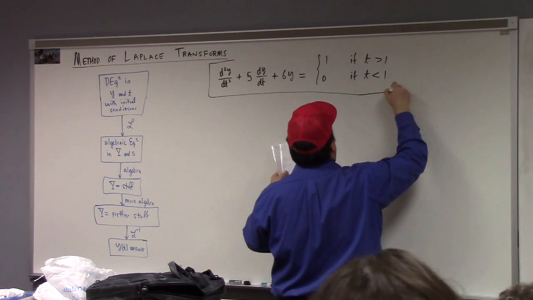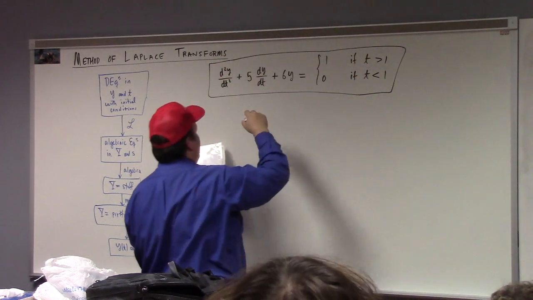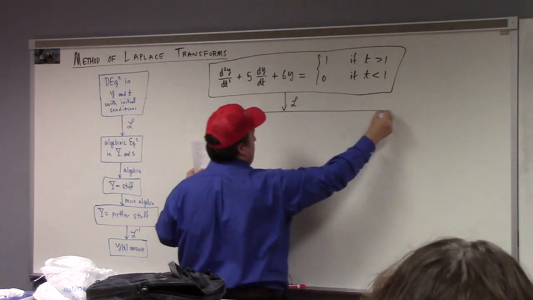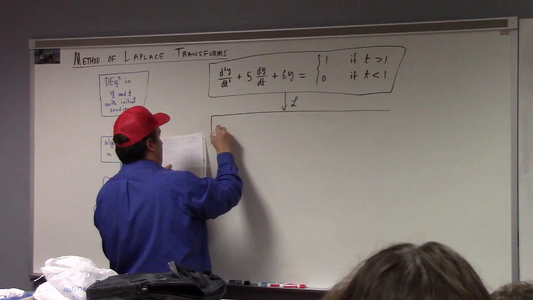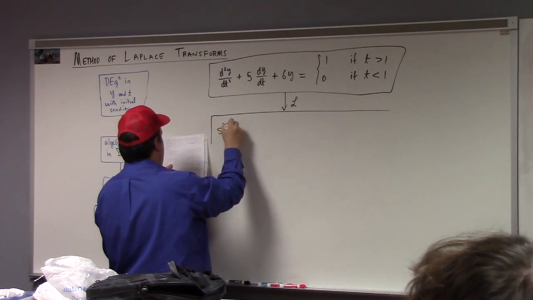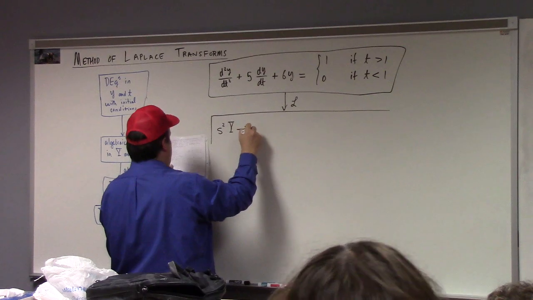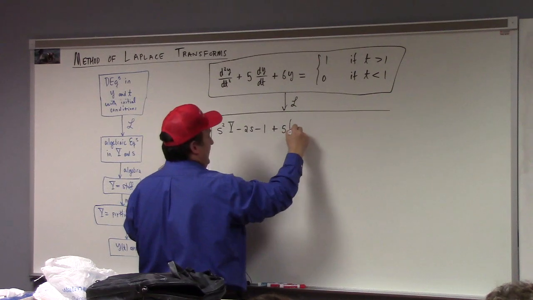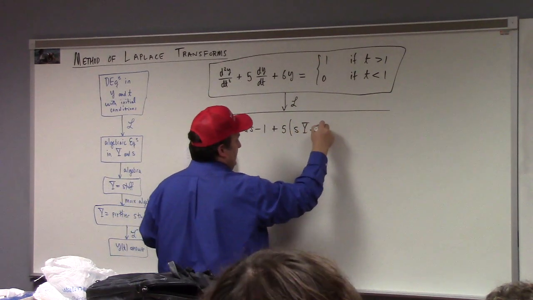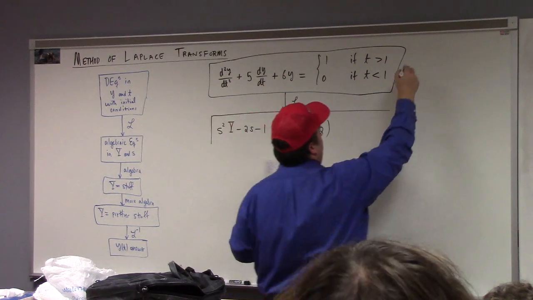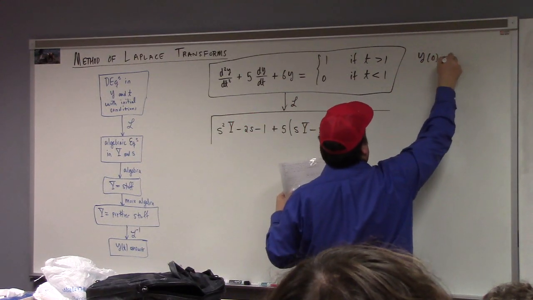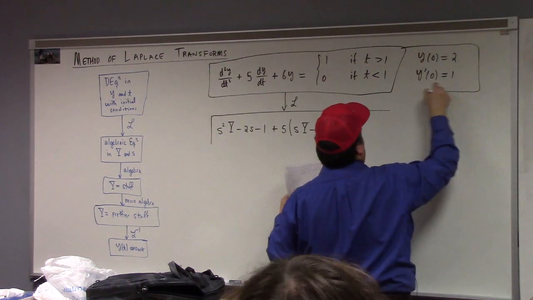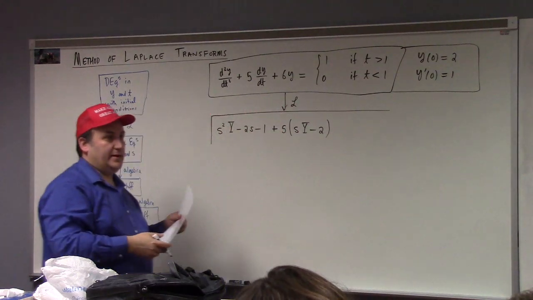I haven't stated my initial conditions, but there's initial conditions that are given there too. And then I take the Laplace transform of this, and what pops out is the following. You get s squared big Y minus 2s minus 1 plus 5 times s big Y minus 2. All right, from this I can extrapolate that we're given y of 0 is 2 and y prime of 0 apparently is 1. So we're given an initial value problem, all right?